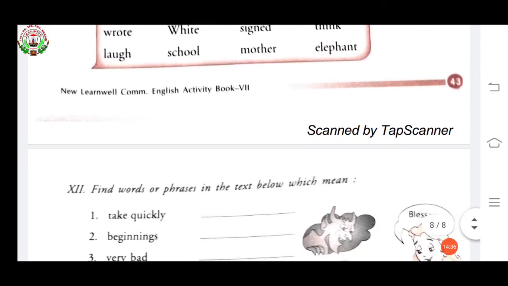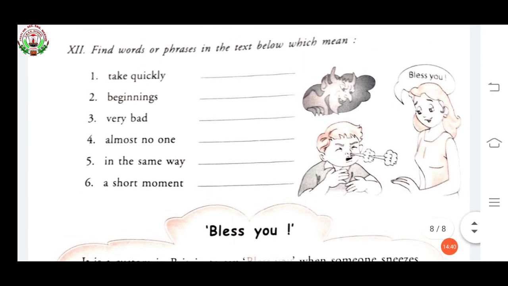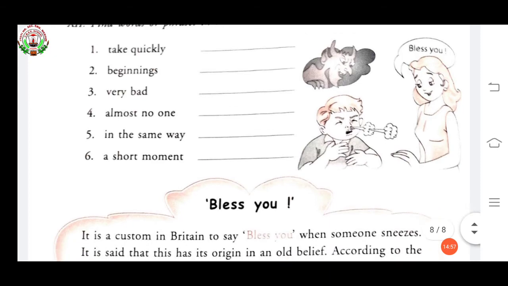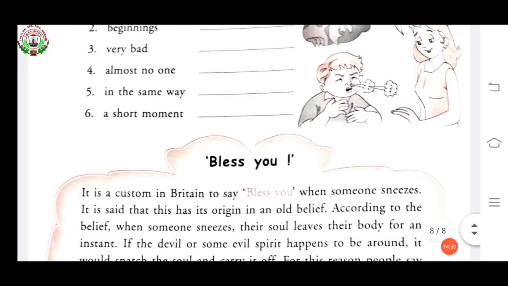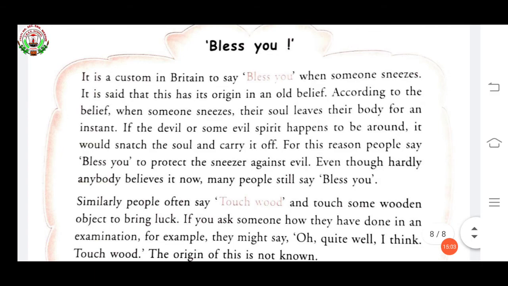Now, this is also finished. See the last exercise. Find words or phrases in the text below which mean the following. These are some phrases and words; we have to find out their meanings in this paragraph. Now see, first we have to read this.